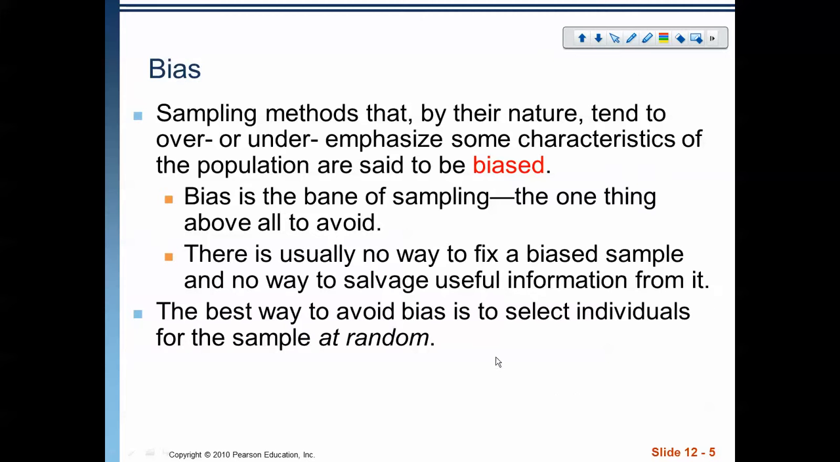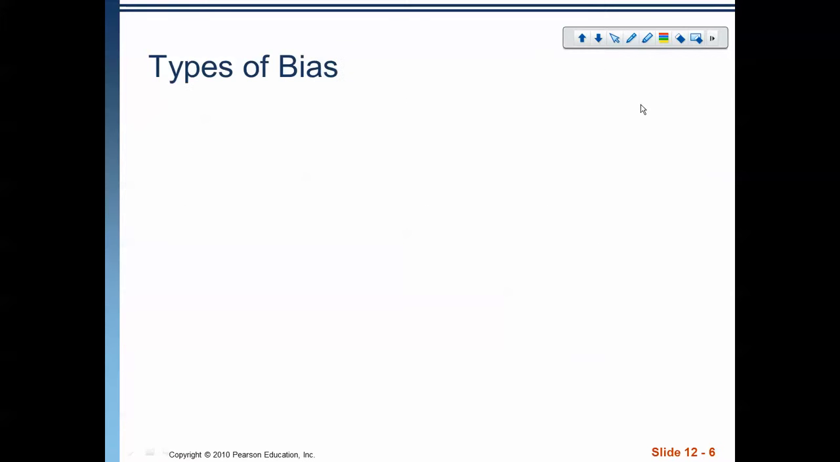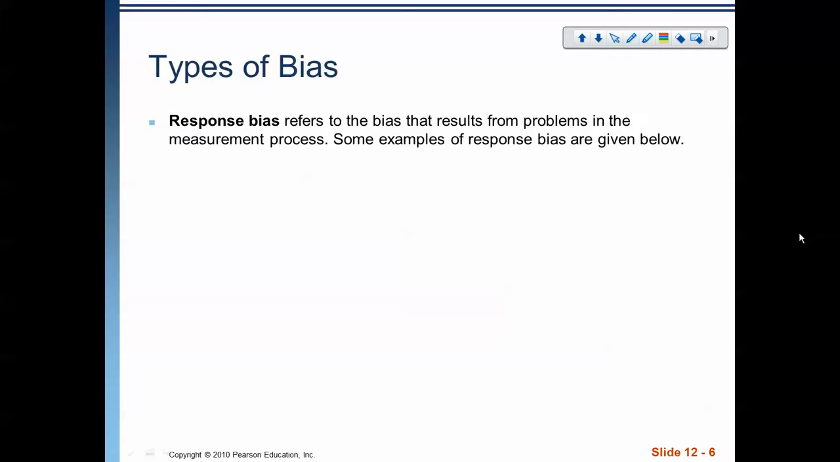The best way to avoid bias is to select individuals at random. Randomness helps get rid of that bias. This idea, deliberately using randomness, is one of the big ideas. In fact, that's the big idea of this entire unit: the deliberate use of randomness, not thinking of randomness as something unpredictable, but using randomness as a tool in order to do good statistics. Types of bias. There are lots of different ways that we can get bias. There's response bias. That refers to bias that results from problems in the measurement process.